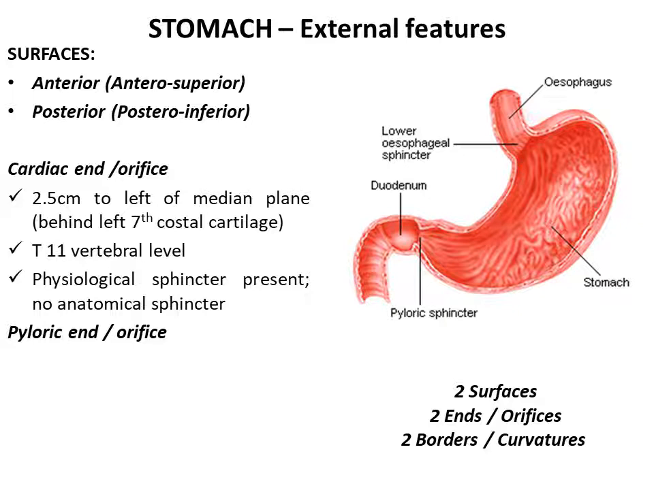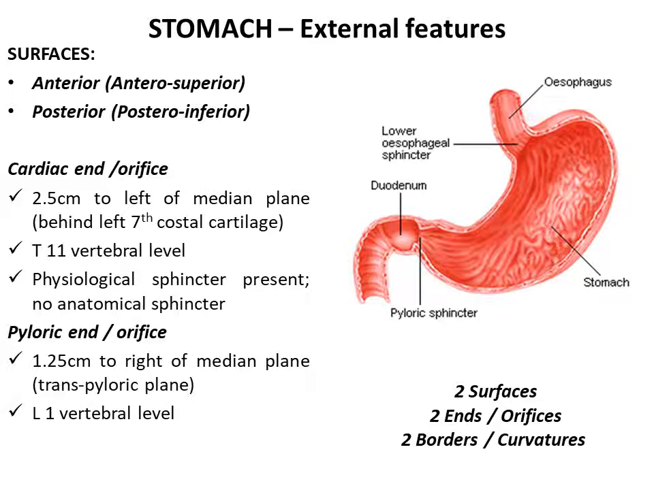The pyloric end or the pyloric orifice is present at the lower end and connects the stomach to the first part of duodenum. It lies approximately 1.25 centimeters to the right of the median plane at the level of the transpyloric plane, which corresponds to the lower border of the first lumbar vertebra. Both anatomical and physiological sphincters are present here. The anatomical sphincter is mainly formed by the thickening of the circular muscle coat.